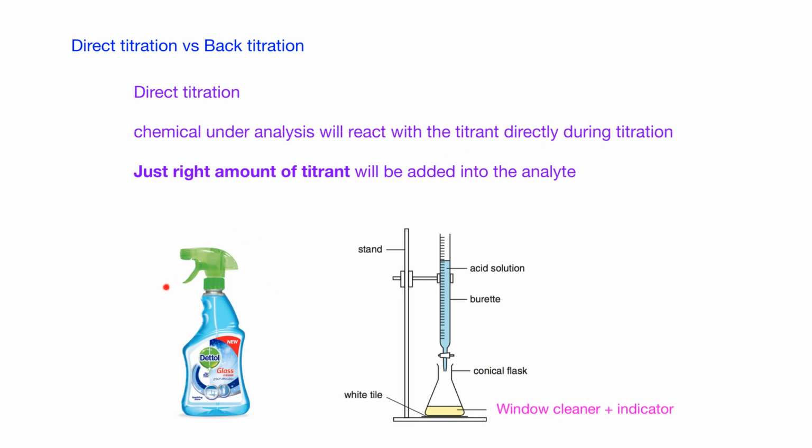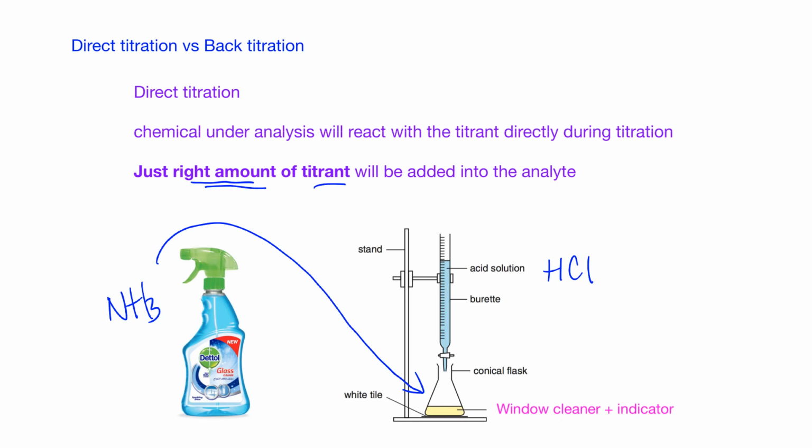For example, we have a glass cleaner right here. We all know that inside we will have ammonia. In the process, we dilute it and then we put it into the conical flask like this. Ammonia is an alkaline, so we use an acid, for example standard hydrochloric acid, HCl, to do the titration against it. Just the right amount of titrant will be added to the analyte. Once we see the indicator change color, we'll stop the reaction. In this case, we call this one direct titration.